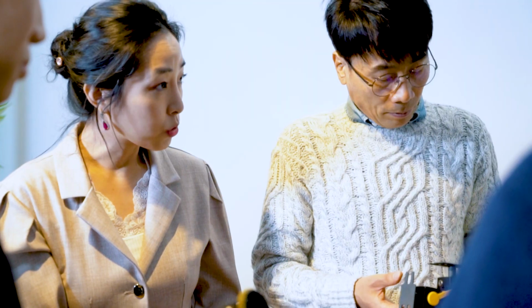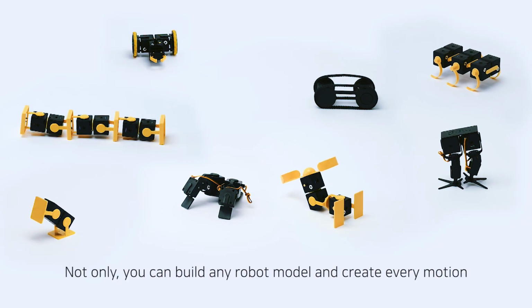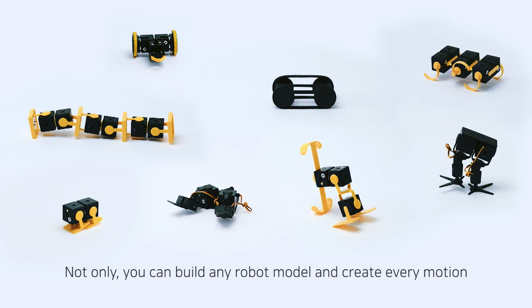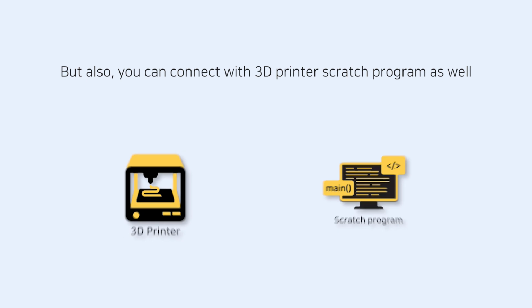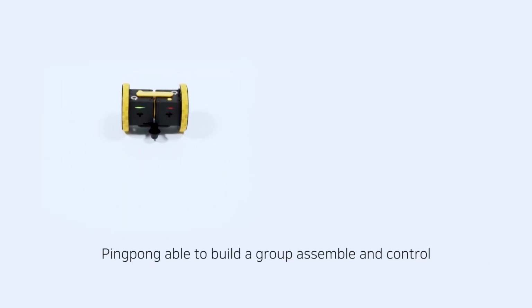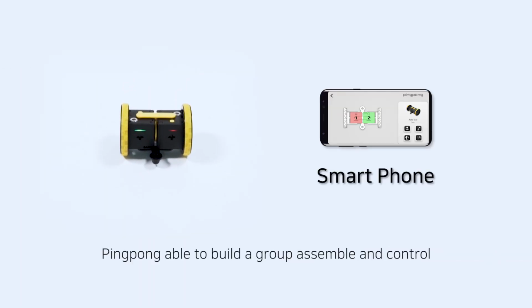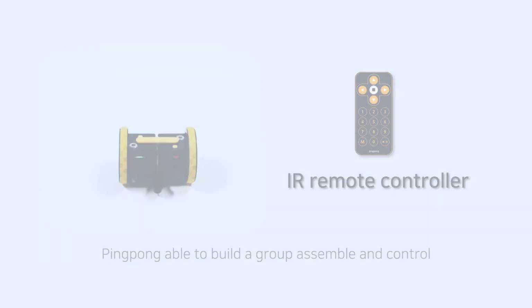PingPong is a single modular robot. It is easy, fun, affordable, and super extensible. Not only can you build any robot model and create every motion, but you can also connect with a 3D printer and the Scratch program as well. PingPong is able to build a group assembly and be controlled with a smartphone or IR remote controller.